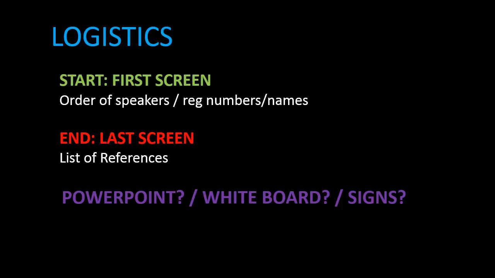So that first screen and the last screen, how are you going to do it? You might decide to use PowerPoint, or you might have a whiteboard and just simply write on the whiteboard. Or you might have the speakers hold up signs. So I could hold up a sign with the names of the speakers, the order that they come in and their registration numbers. That can be a bit of fun. A number of ways of doing it. You decide what you want to do. High tech, low tech, doesn't matter. It just needs to be clear.